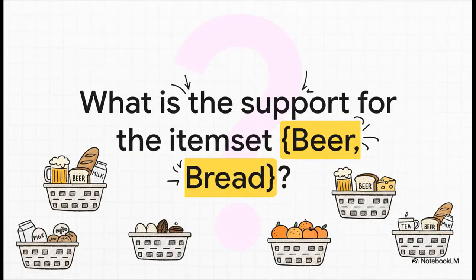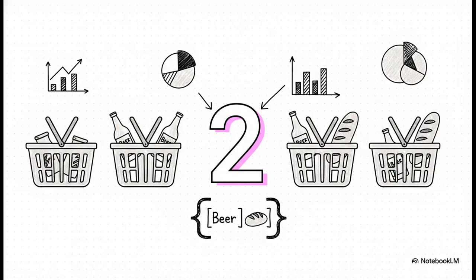So let's do a quick check. Looking at our little table here, what do you think the support is for the item set beer, bread? Or to put it another way, in how many of those 5 baskets do you see both beer and bread? If you said 2, you got it. Perfect. Let's just double check. Basket number 2 has beer and bread, and so does basket 4. Baskets 1, 3, and 5? Nope, they're missing at least one of those things. So the support for the item set beer, bread is exactly 2.